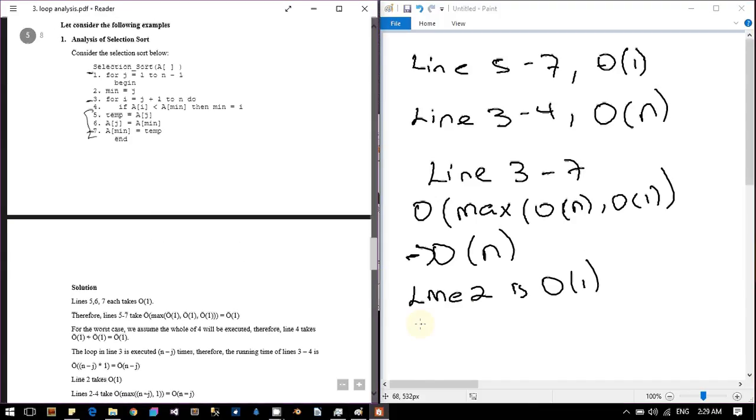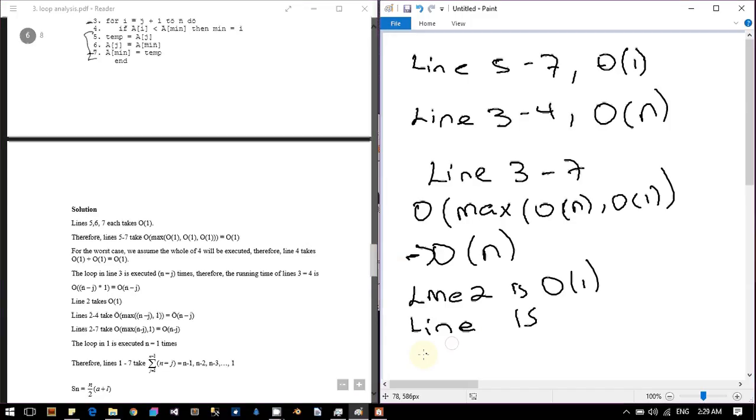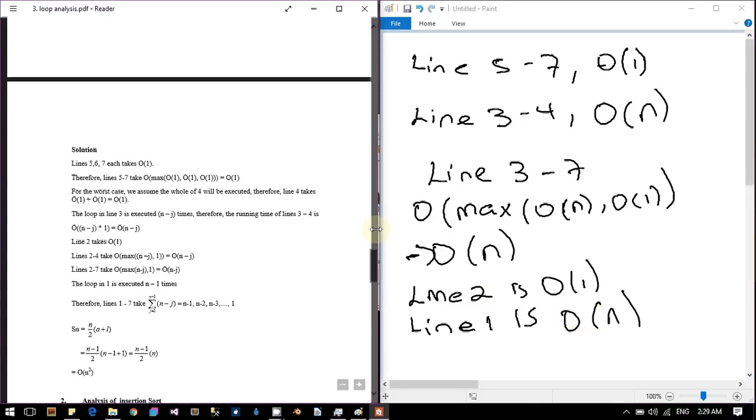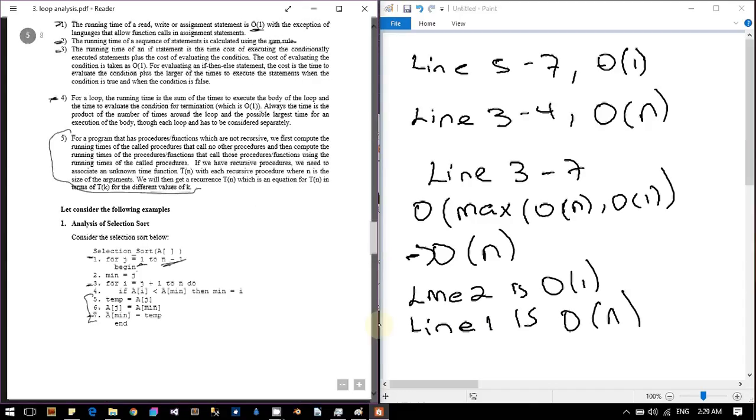Now line 1 is also a for loop. So how many times is it executing? From i till n minus 1. So we can say that line 1 is of order n. Now combining them, I want you to take note of this. This is begin, this is end. All of this is inside this for loop in line 1.